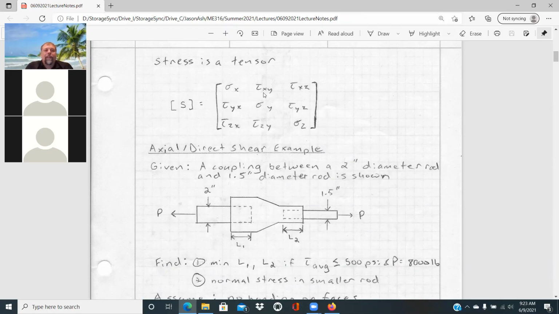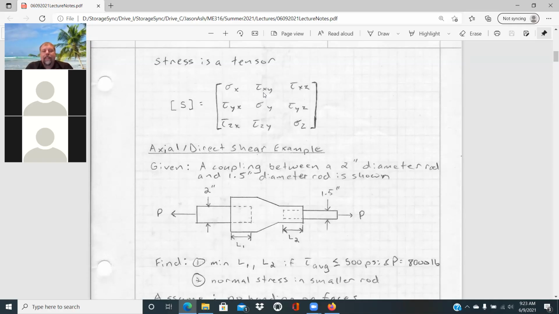If you start developing anisotropies, things like that, you can have more complex stiffness matrices that are required to look at this stuff.